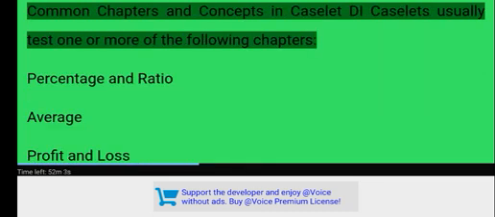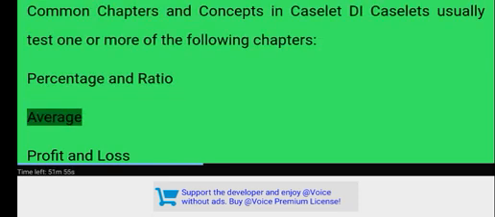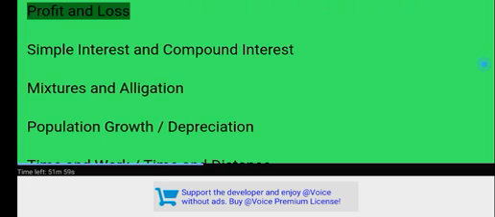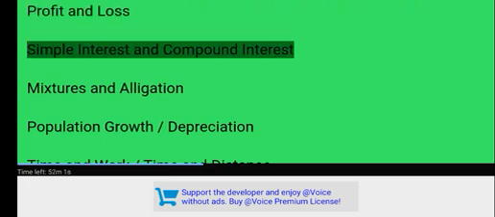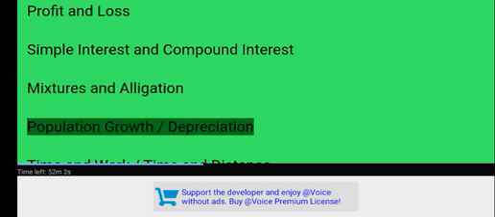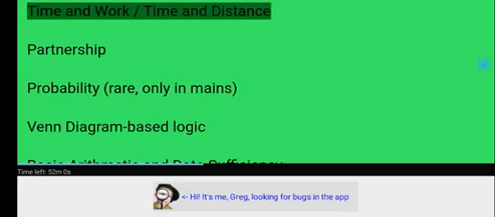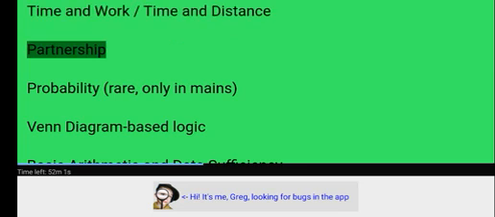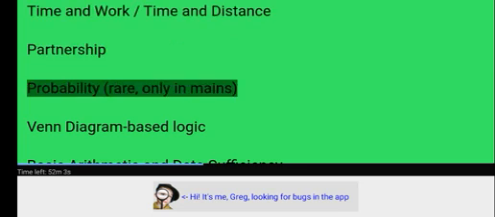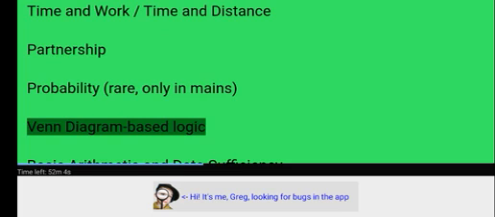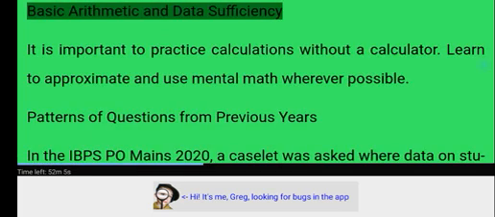Common chapters and concepts in Caselet DI. Caselets usually test one or more of the following chapters: percentage and ratio, average, profit and loss, simple interest and compound interest, mixtures and allegation, population growth, depreciation, time and work, time and distance, partnership, probability (rare, only in mains), Venn diagram-based logic, basic arithmetic and data sufficiency.